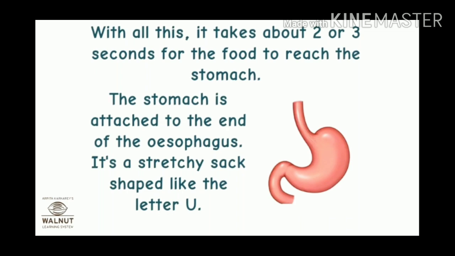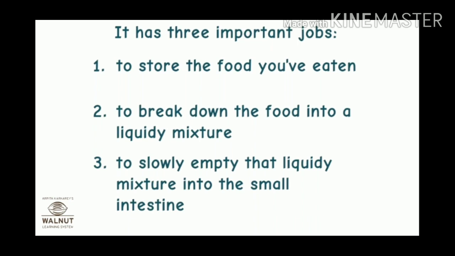The stomach is attached to the end of the oesophagus. It's a stretchy sac shaped like the letter U. Students, this is the shape of the stomach, which is U-shaped. It has 3 important jobs or uses. First is to store the food you have eaten, second is to break down the food into a liquidy mixture, and third is to slowly empty that liquidy mixture into the next part, the small intestine.